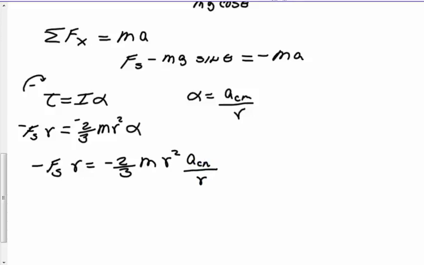We will cancel what we can. R is gone here. That's gone here. Now I have an r here, we can cancel that out right there. So now we're down to the equation of, dropping the negatives, that static friction is equal to 2/3 mass times the acceleration of the center of mass.